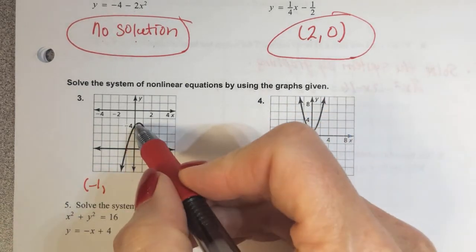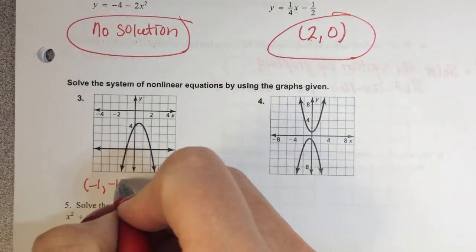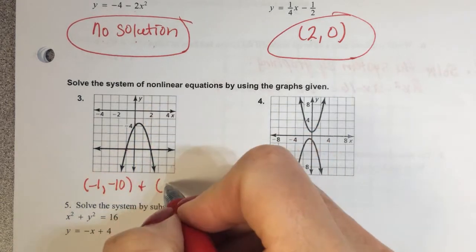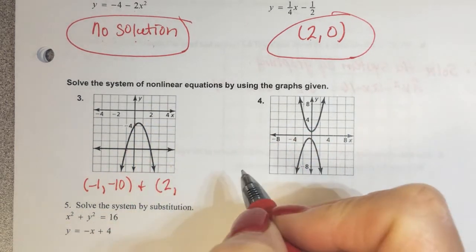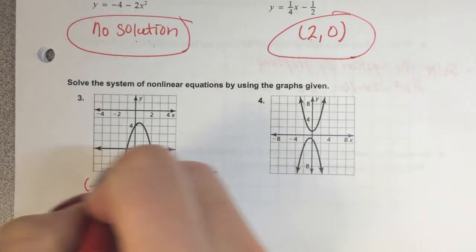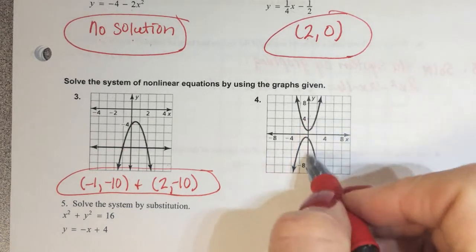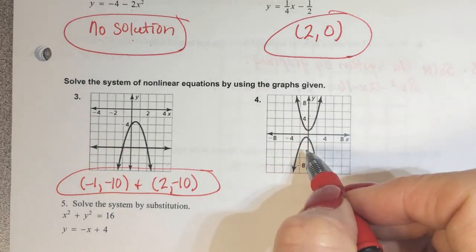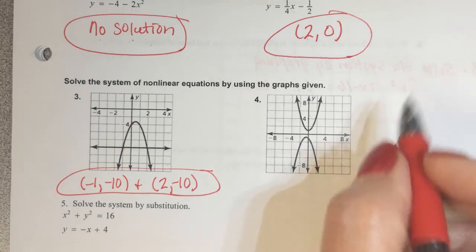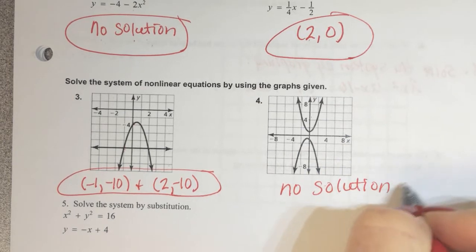-1 and what is it? 4, 6, 8, 10. -1, -10. And then the other one is going to be at 2. And then what's the y value have to be? -10. Okay, so there's that solution. And then what about this one? What would I say? Do I say no real solution or no solution? No solution. Period.